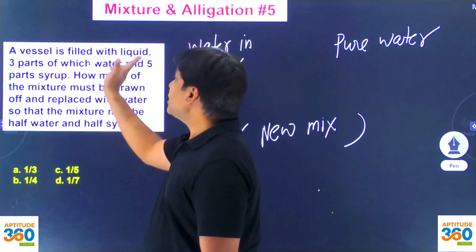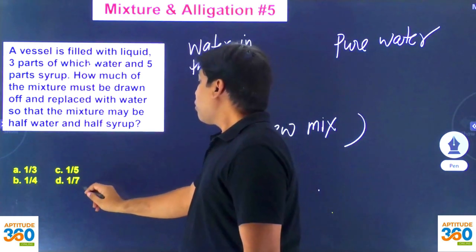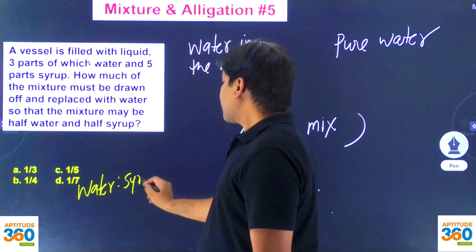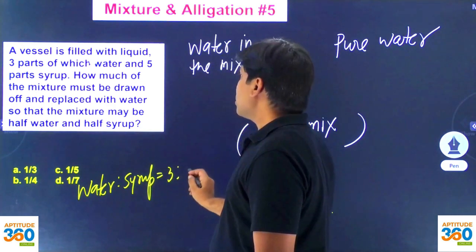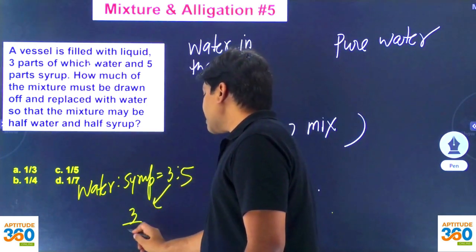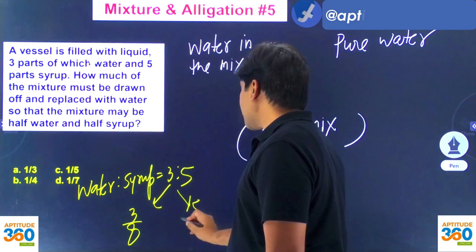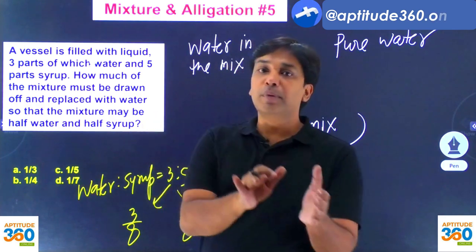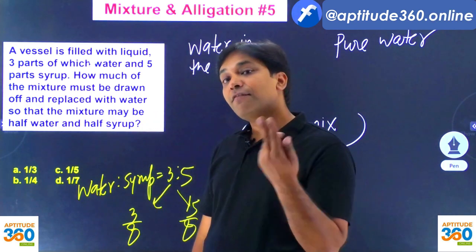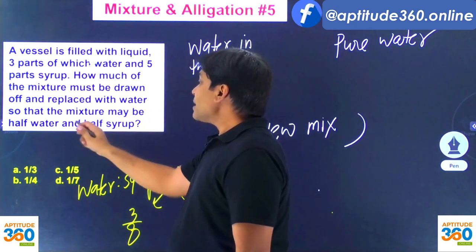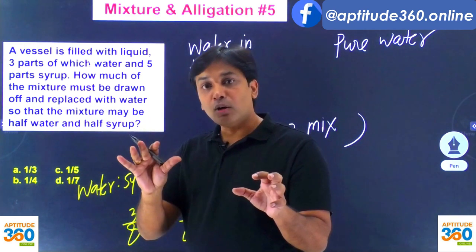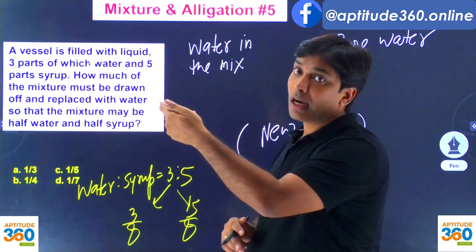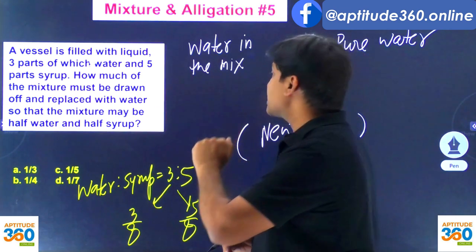It says that filled with liquid, how much? Water versus syrup. This ratio is given to you as 3 is to 5. So water of total is 3/8 and syrup of total is how much? 5/8. And then a portion of this is getting replaced by pure water, and if we do so, what should be left with you? Half water and half syrup should be left. For this you must have seen video number 4 of this series.